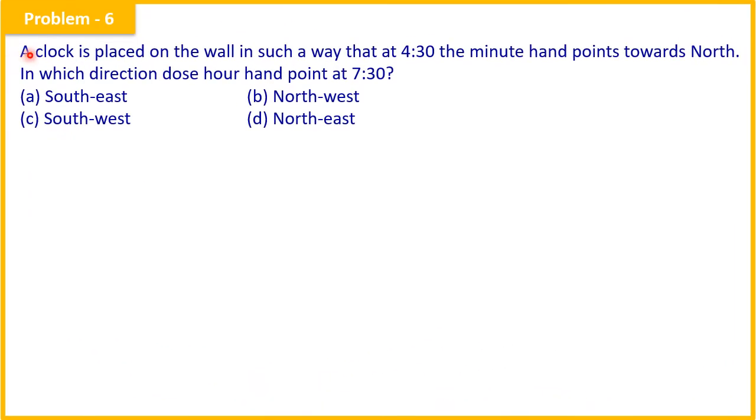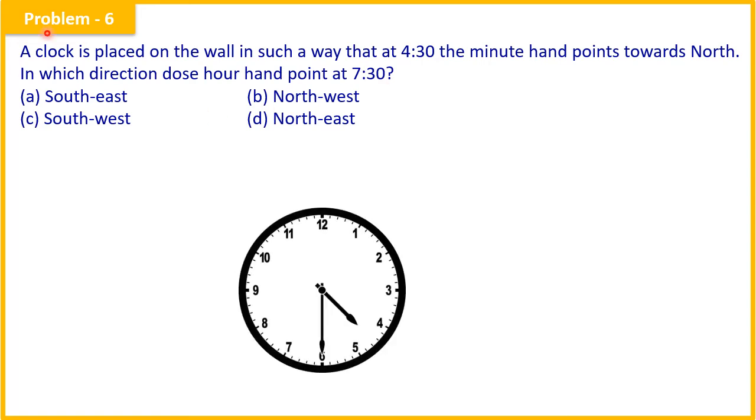Problem number 5. A clock is placed on the wall in such a way that at 4:30 the minute hand points towards north. In which direction does the hour hand point at 7:30? Now you can make a clock like this and show the hands representing 4:30. Now, what is in the problem? That the minute hand is pointing in north direction.